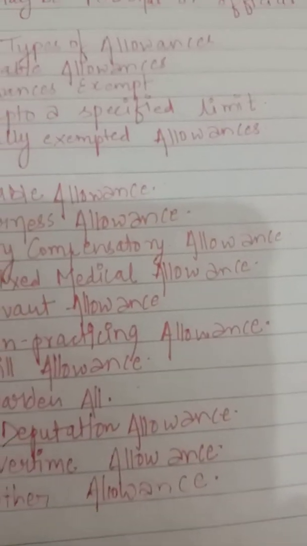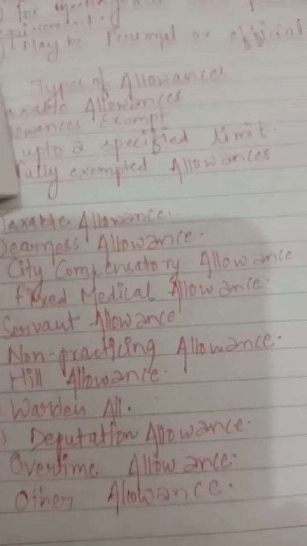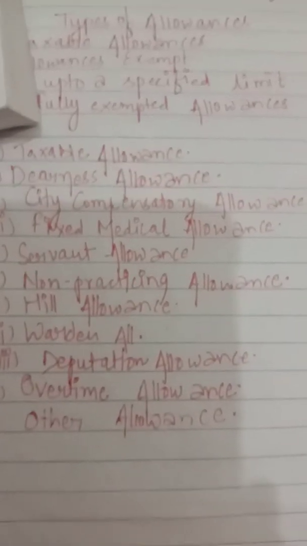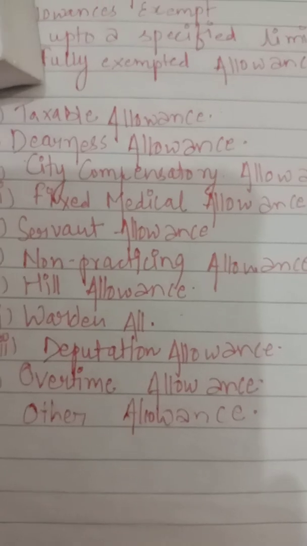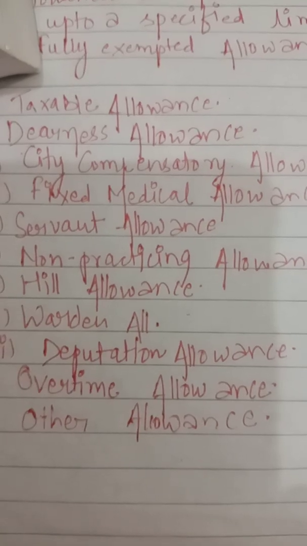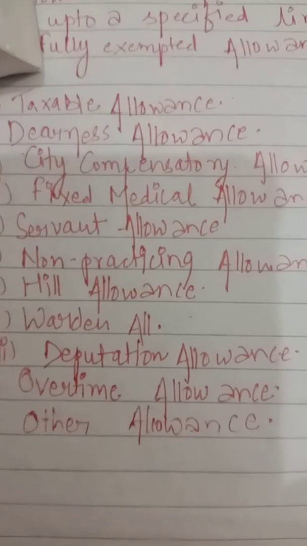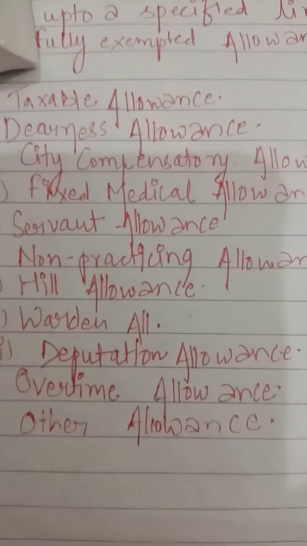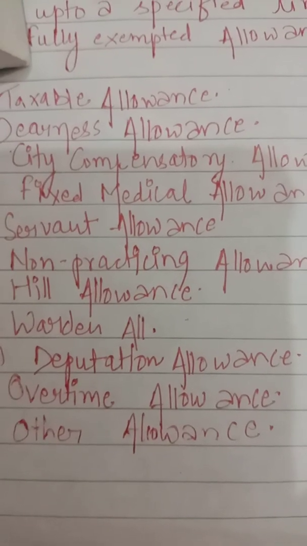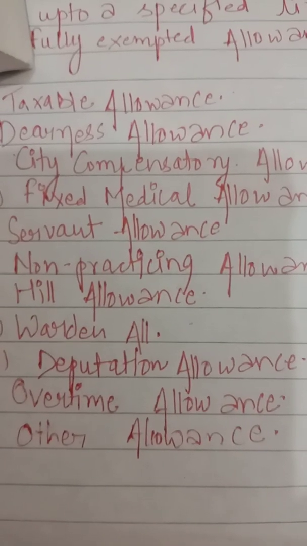Taxable allowances means all these allowances are fully taxable under the head income from salary. Next is fixed medical allowance. Fixed medical allowance is also fully taxable. Next is servant allowance. It is fully taxable even if it is given to a low paid employee. Servant allowance, it is taxable for all categories of employees. Next is non-practicing allowance. It is generally given to those medical doctors who are in government service and they are banned from doing private practice.